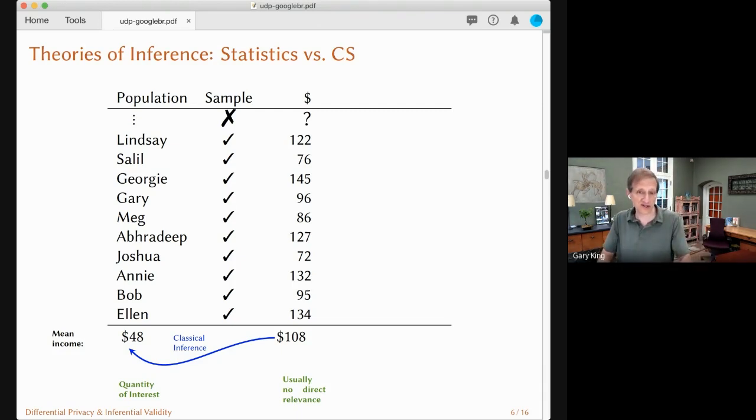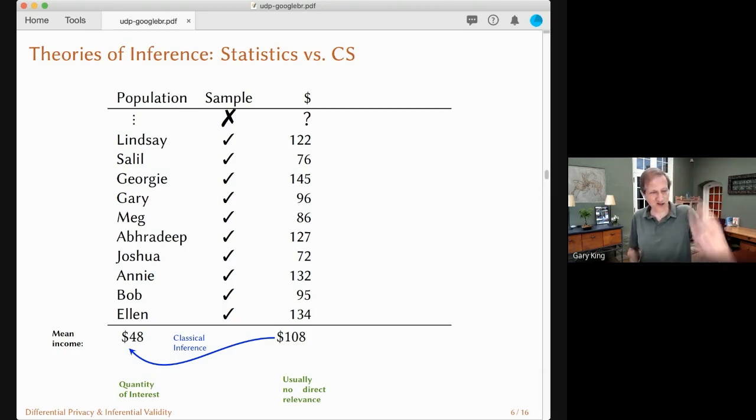That's what statisticians do. Okay, so now let's talk about the computer science model. The computer science model is usually we have this database, and we do a query, and we get an answer. So we say, for most purposes, not all purposes, but for most purposes, I want to know what the mean in the database is.